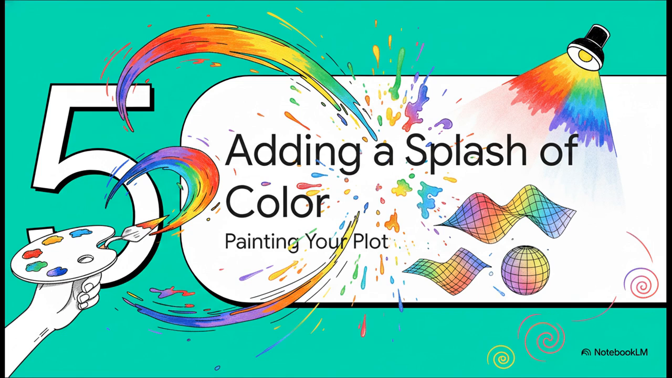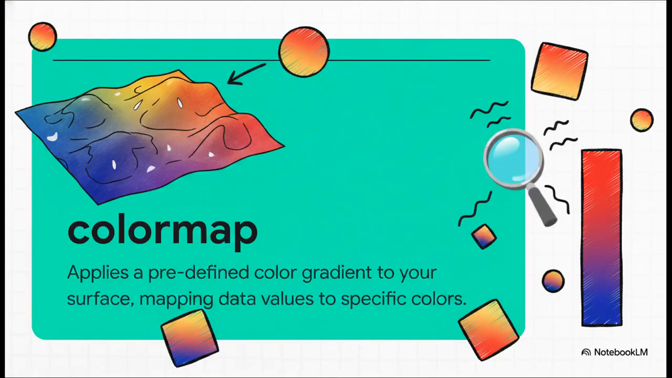Okay, we're almost there. Our plot has a solid shape, we've got the perfect camera angle lined up, but it's still a little drab, isn't it? There's one final crucial touch missing: color. Let's make this thing pop. So, how do we add color?